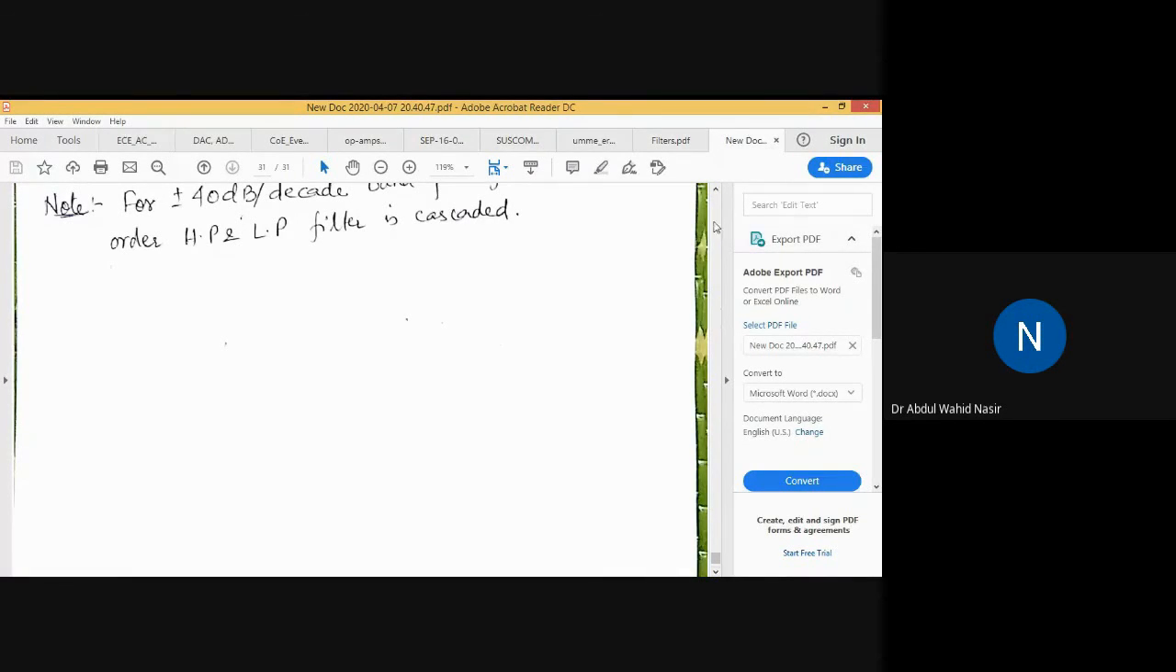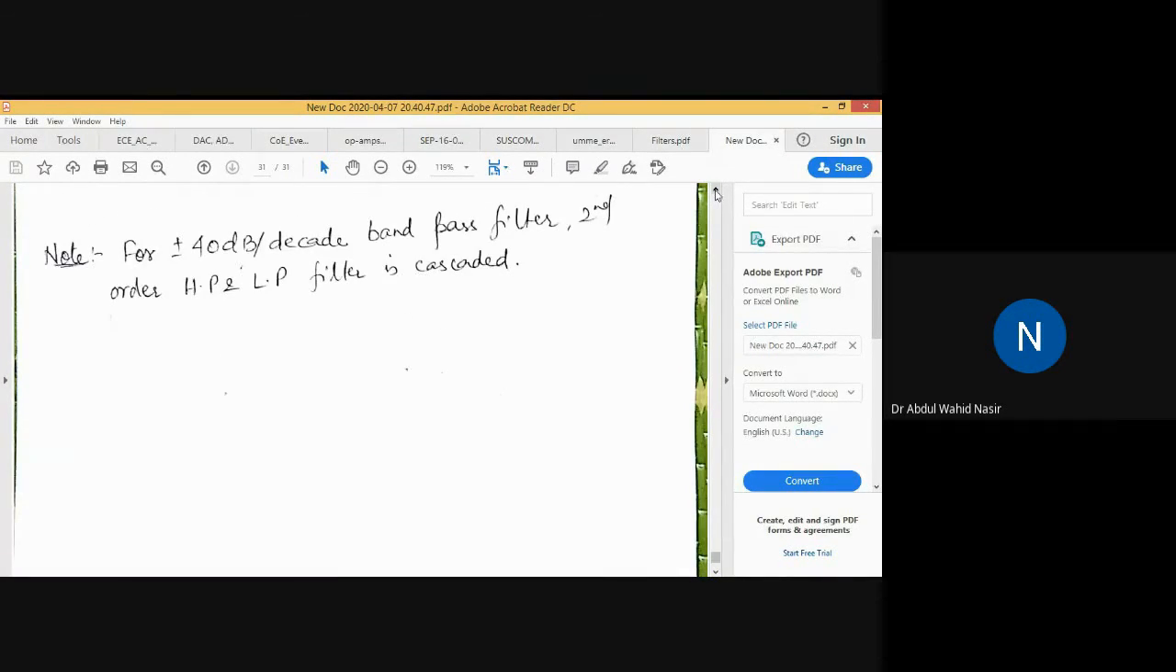That has been written in the note here: for a plus or minus 40 dB per decade band pass filter, second order high pass and low pass filters are cascaded. So this is a band pass filter. We need not derive anything for this. You just have to understand the voltage gain equation for the band pass filter.